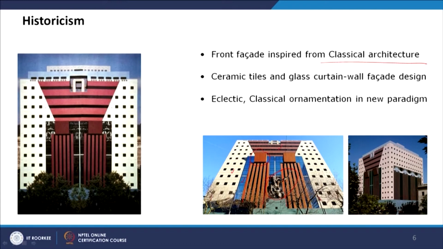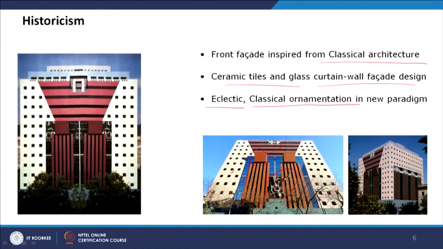another kind of cladding, the stone cladding. So all these different colors of claddings are there. So ceramic tiles and glass curtain walls facade design. There's not just one particular type of cladding. Cladding is also a postmodern approach, which is hiding the pure material, and it's not showing the construction material. There are many different kinds of cladding which give different colors and texture. So that's why this is eclectic, and classical ornamentation is done in a new paradigm.